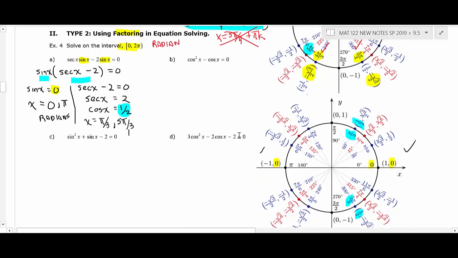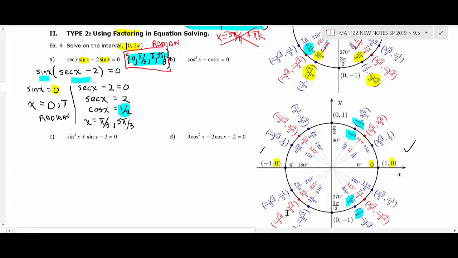When we put this all together, the solution to this problem is, and it doesn't matter what order, 0, pi over 3, pi, and 5 pi over 3. Those are the specific radian answers to that problem. That is how you would write that in a solution set.